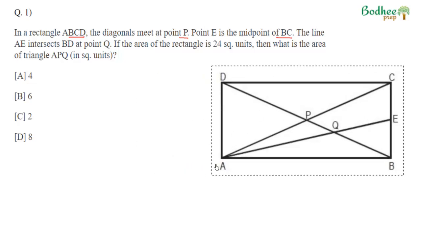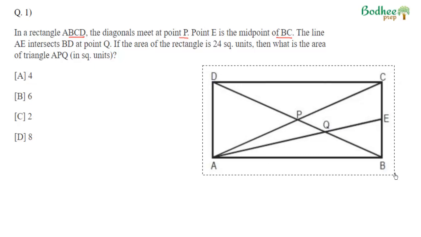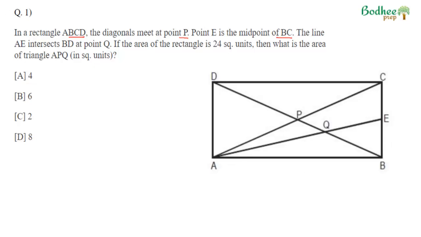So this is the rectangle ABCD and it says that the diagonals meet at P. So we have drawn diagonals BD and AC, right? And the intersection point is P. Point E is the midpoint of BC. So for BC, this is the midpoint, so these two would be equal. Here these two would be equal because the intersection of the diagonals bisects the diagonal. In the case of a rectangle, when it bisects, that means it divides into two equal parts.